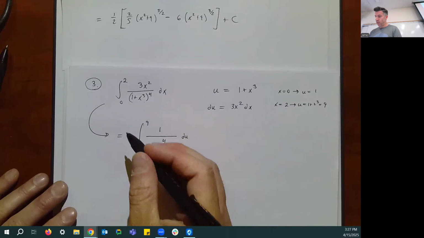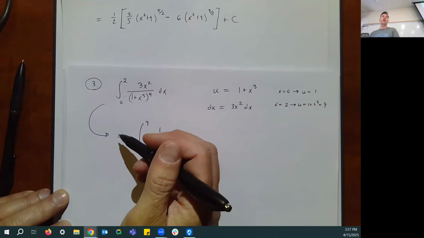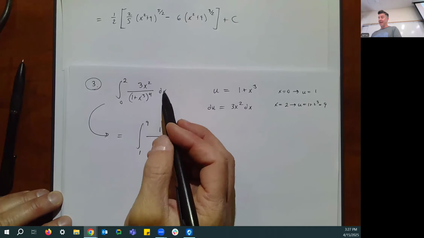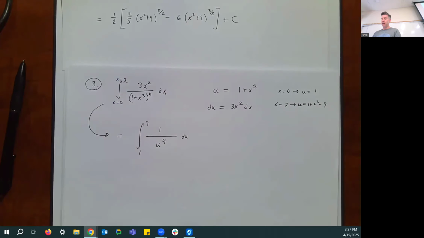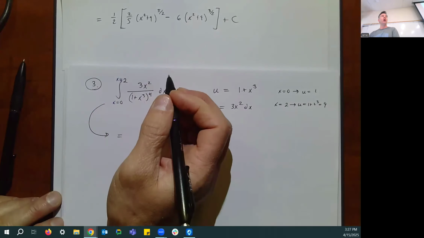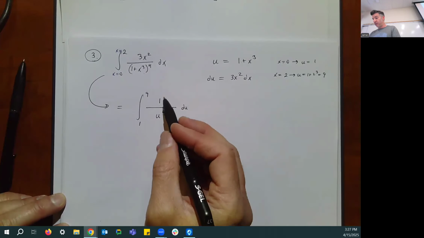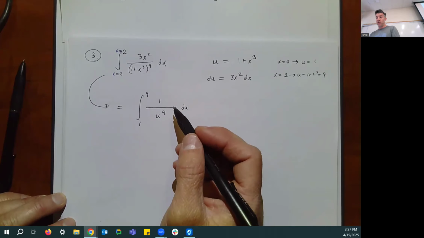Totally. So I'll point out that in our original integral, we're saying how much area is under the function f of x equal to 3x squared over 1 plus x cubed to the fourth between x equals 0 and x equals 2. And now we're doing a change of variables. And we're saying, now we want to know how much area is under the function f of u equal to 1 over u to the fourth.